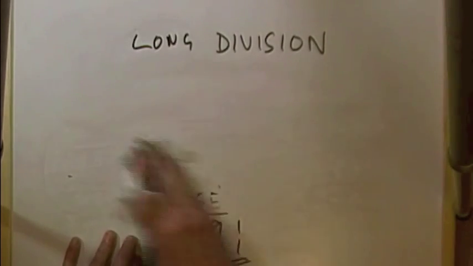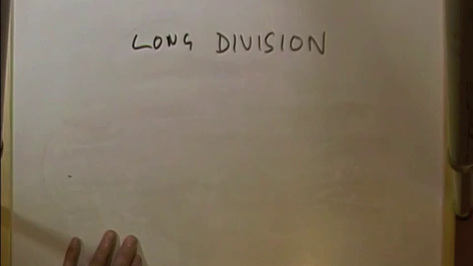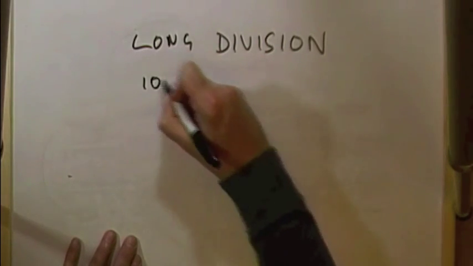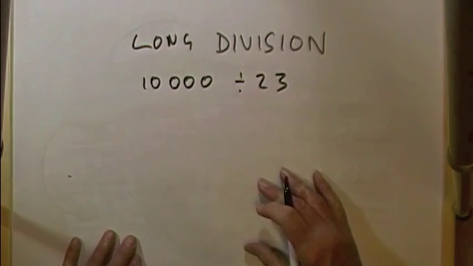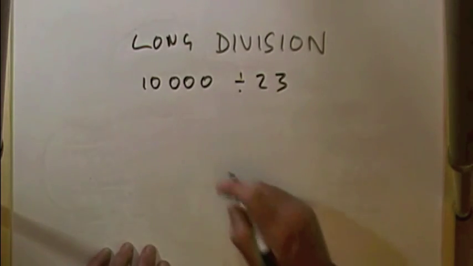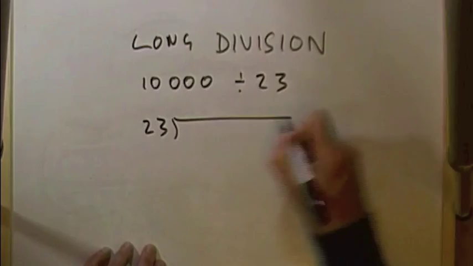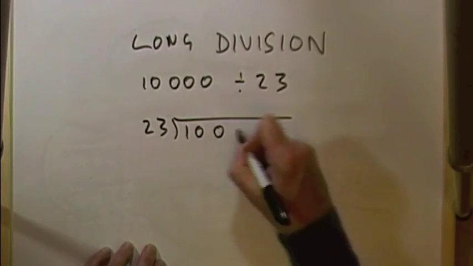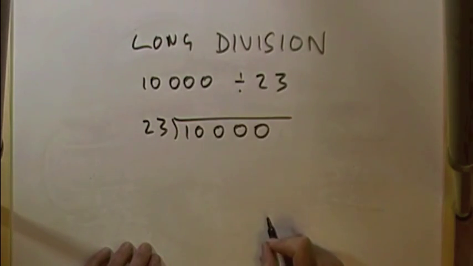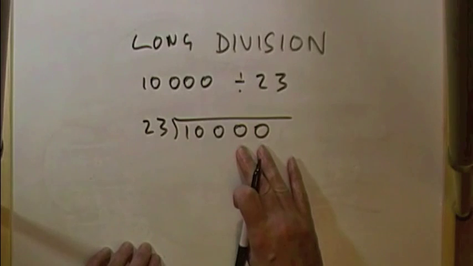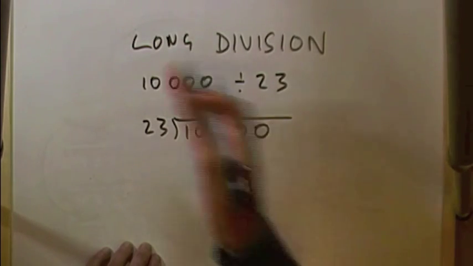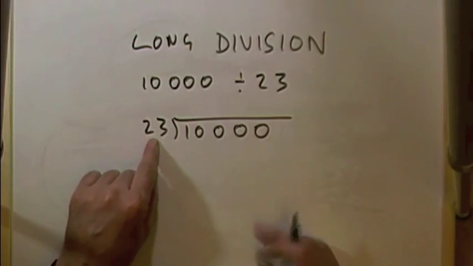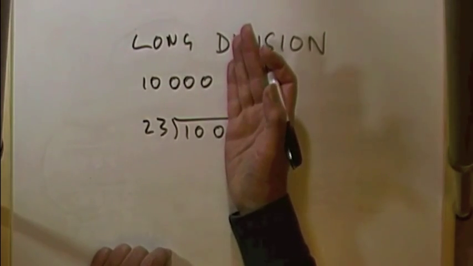Of course they don't always come out exactly. You might have something like this. 10,000 divided by 23. Now that's not going to work, but exactly the same principle. Dividing by 23, I'm not going to take out 23s or 230s. I'm going to go up to the 2,300s, go up to the hundreds. How many hundreds of 23 can I take out? So I start from here.